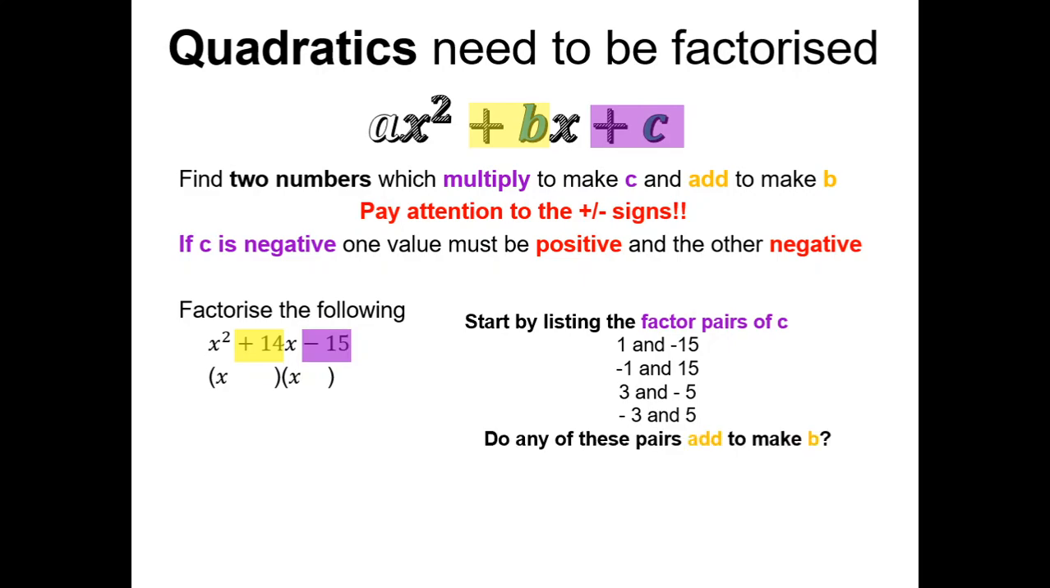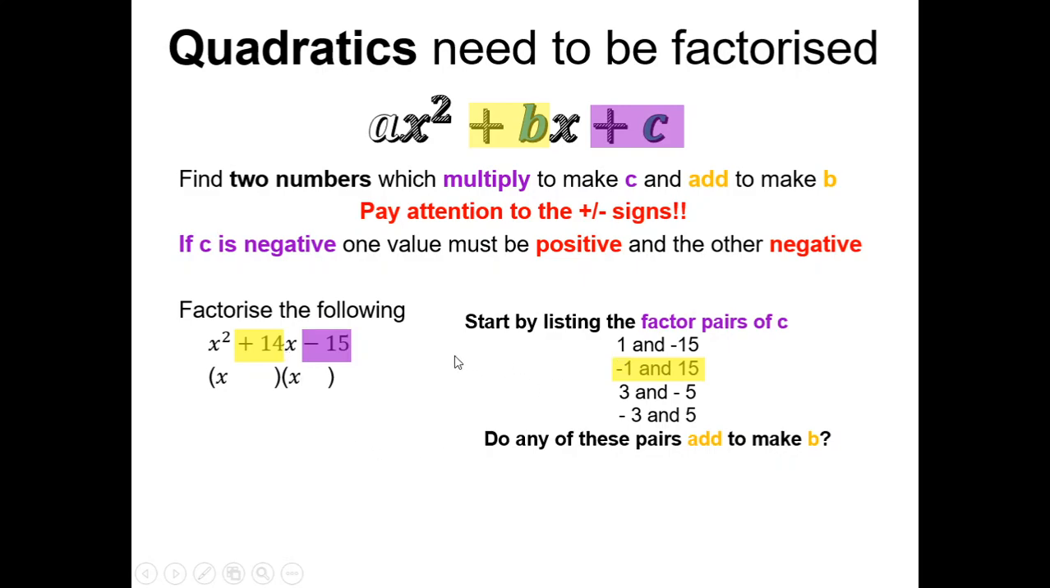So next, do any of those pairs add up to make b? Do any of those pairs add up to make positive 14? Let me give you a hint here. If you want them to add to make a positive number, you want the bigger of the numbers to be the positive one. 1 minus 15 is not going to make positive 14. 3 minus 5 is not going to make positive 14. So I'm looking at where I'm making the bigger number, the positive number, and I think I've got my pair here. Negative 1 plus 15 makes positive 14.